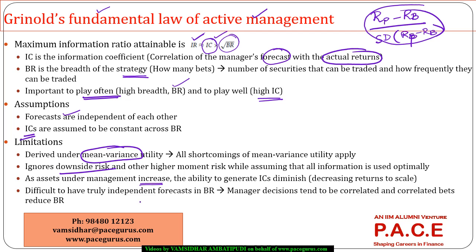And we talked about the independence. It is very, very difficult to have independent forecasts, right? Because most of the time their bets are very, very correlated. The decisions that the manager has taken will be very much correlated. So it cannot increase the BR, because the BR is increasing under the assumption that the bets are independent, but to that extent the bets are not going to be independent overall. So these are some of the important limitations of Grinold's Fundamental Law of Active Management.